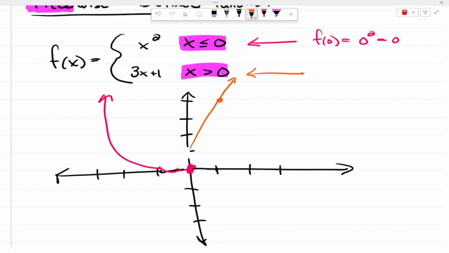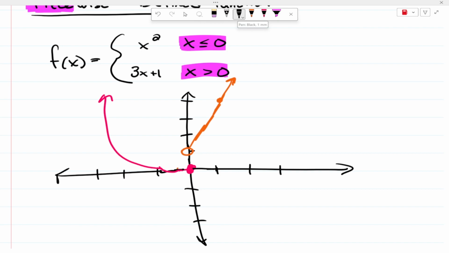And since I cannot use the value at 0, what I'm going to do is put an open circle. And then I keep all the values of x that are greater than 0. So this is what my piecewise defined function looks like. Notice you have two pieces. It all depends on what you're looking at. So now on the right-hand side, we could do something like this.